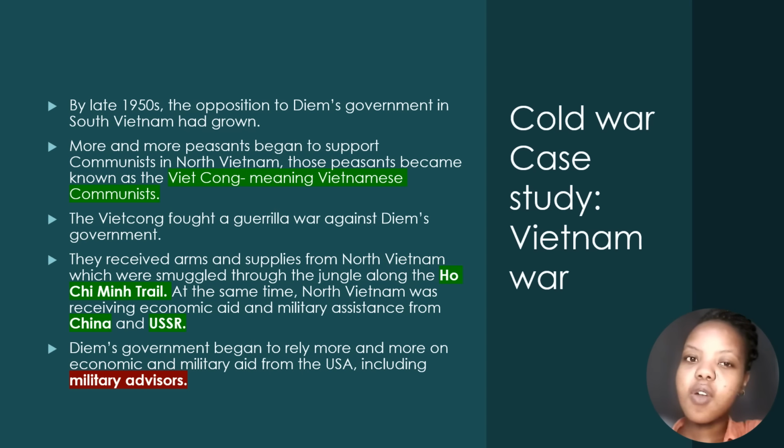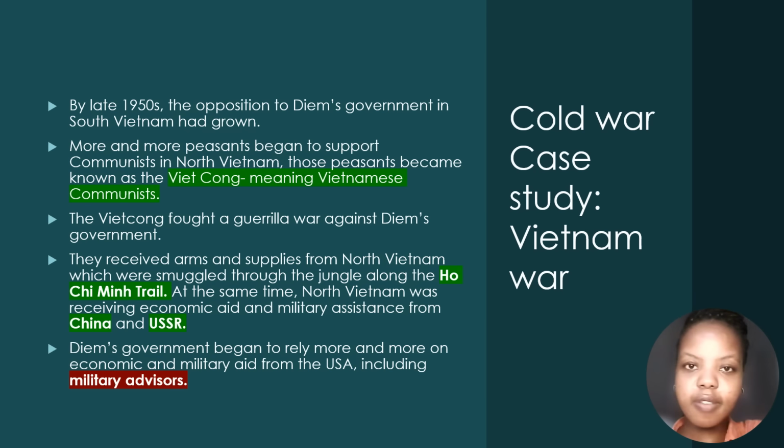The Viet Cong fought a guerrilla war against Diem's government. They received arms and supplies from North Vietnam, which were smuggled through the jungle along the Ho Chi Minh Trail. At the same time, North Vietnam was receiving economic aid and military assistance from China and USSR. Diem's government began to rely more and more on economic and military aid from the USA, including military advisors.